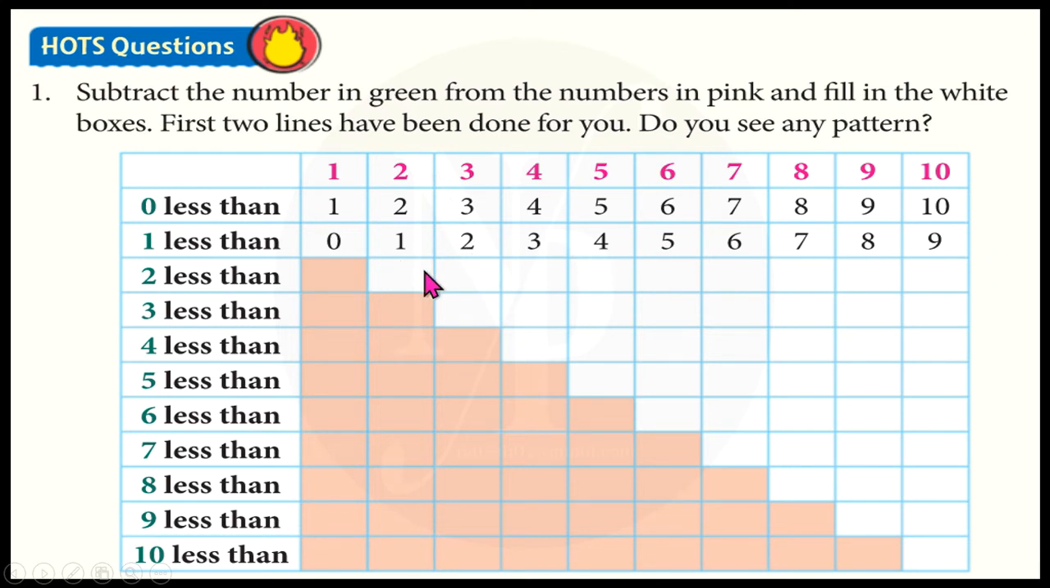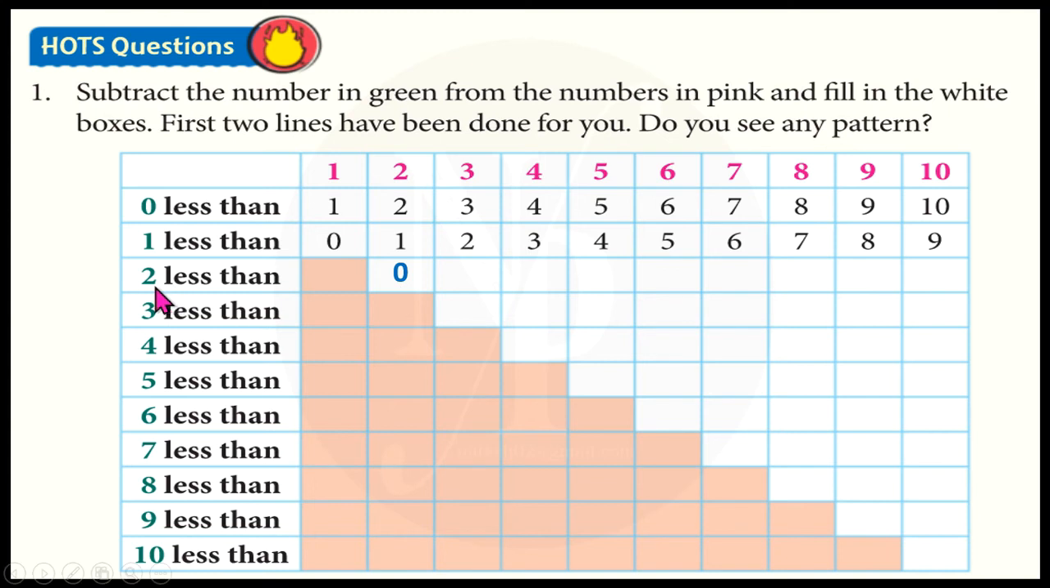Coming to the third row, we have to fill the numbers here, not starting from this box. We have to start from this white box. So here 2 less than 2 means we have to subtract 2 from 2. On subtracting 2 from 2, what do we get? We get 0. So we should write 0 in this box.